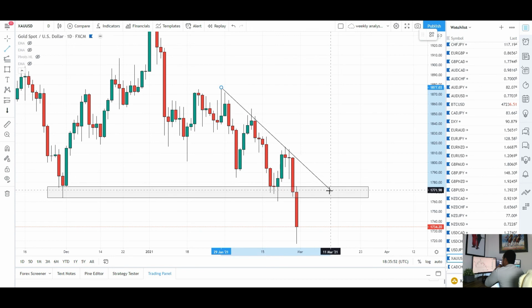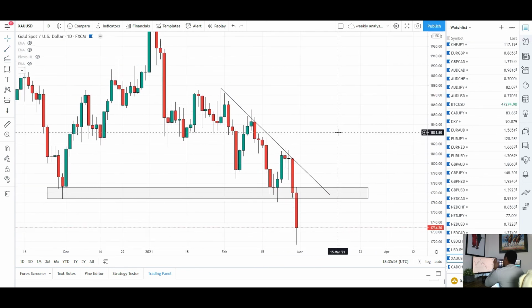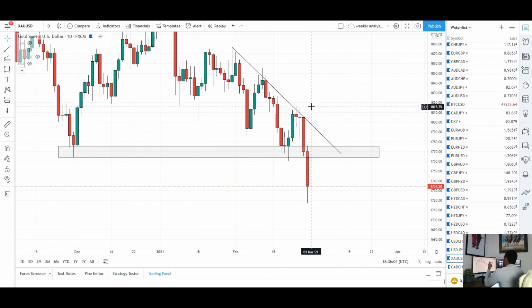However, we failed to break through this trend line here, and we fell to the downside and actually broke through that support. I was favoring price to break through that trend line and see a push back to this level up there around 1870, but as you can see, we didn't get above that trend line and price failed to hold at that support, and we just collapsed to the downside.